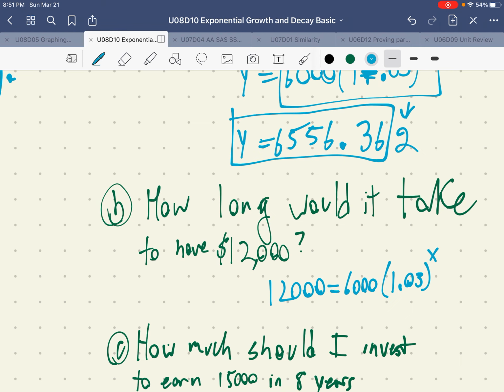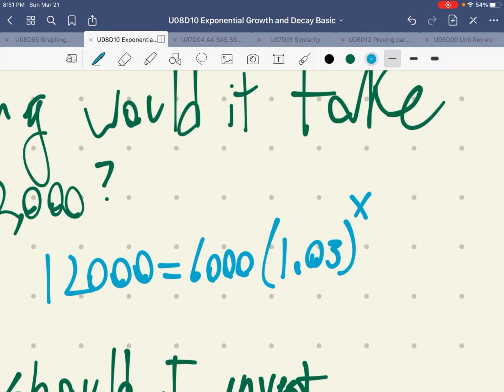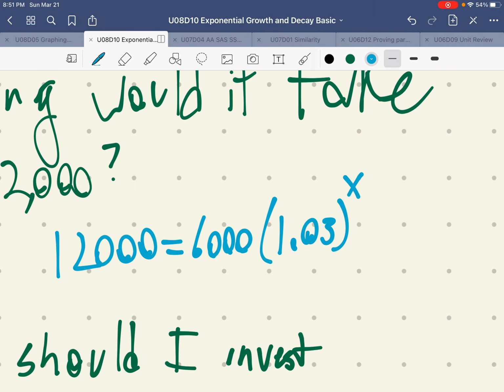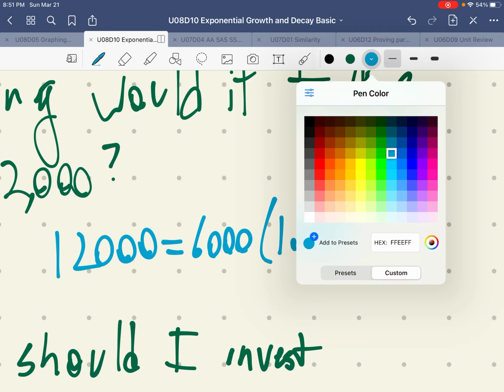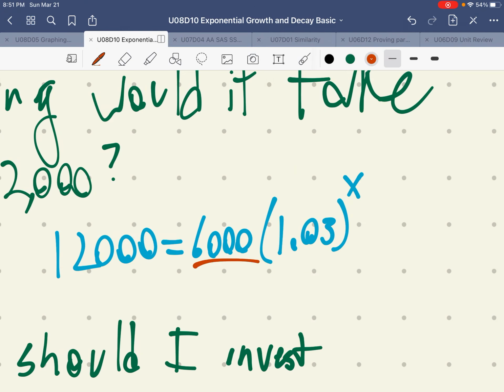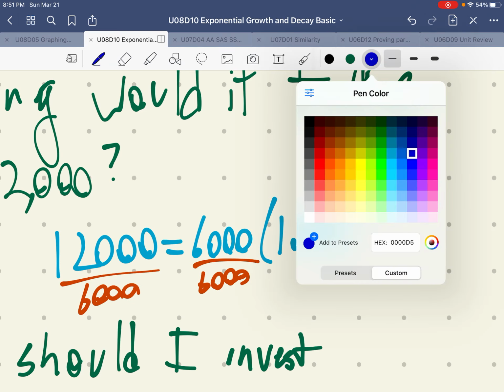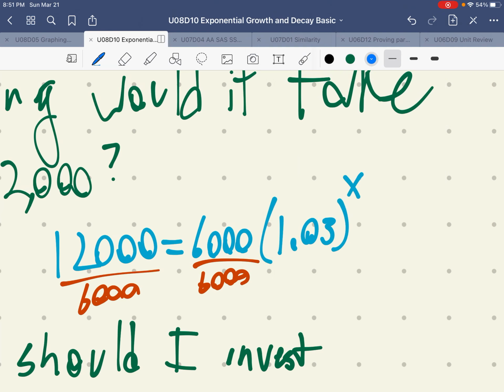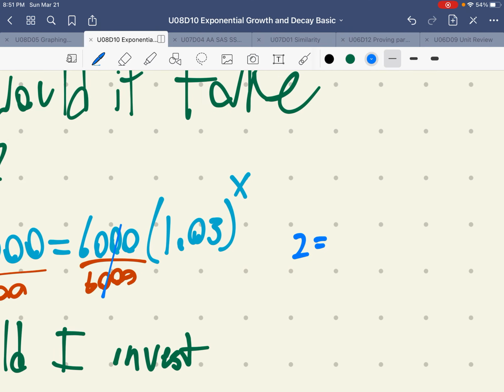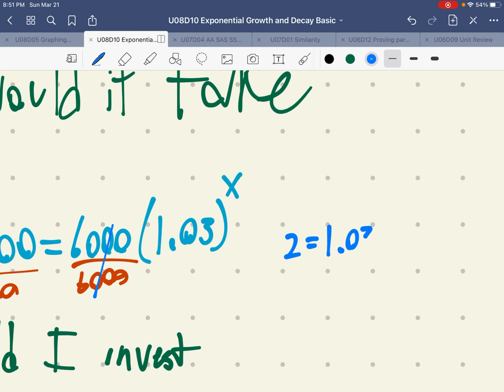It's got to be bigger than 5, because when we put our money in for 5 years, we only got to $6,500. So we're going to try and use a logarithm to solve for the exponent. The first thing we're going to do is divide both sides by 6,000 so that we can get into exponential form. So if we do that, we will get that 2 is equal to 1.03 to the x power.